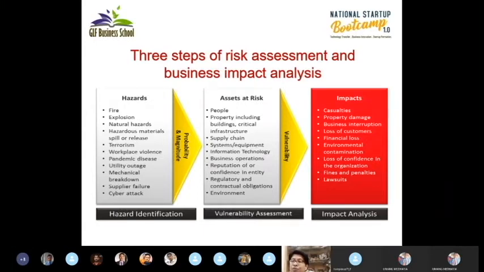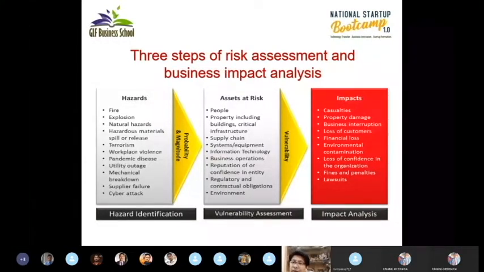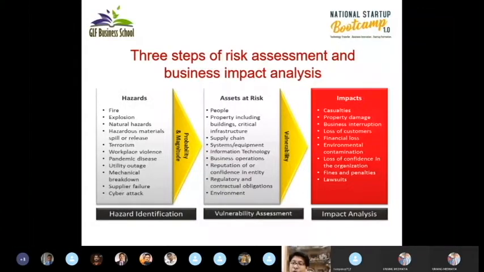These are the three steps of risk assessment and business impact analysis. Risk assessment spots potential problems, but a business impact analysis identifies how these problems might affect a particular business. Since these two tasks go hand in hand, it is useful to describe them together.